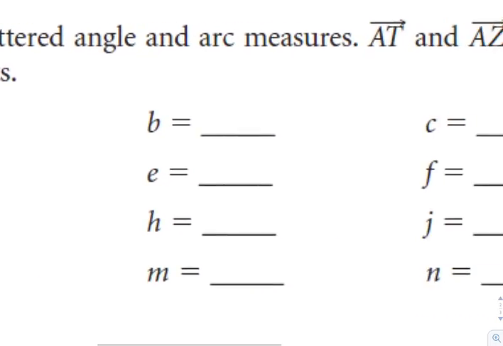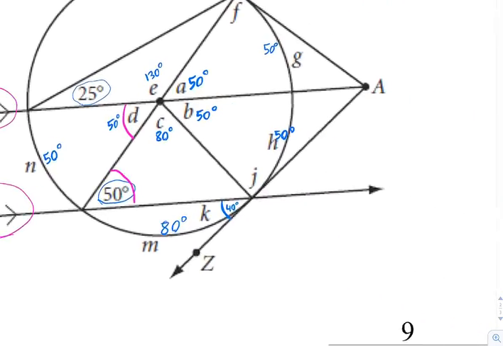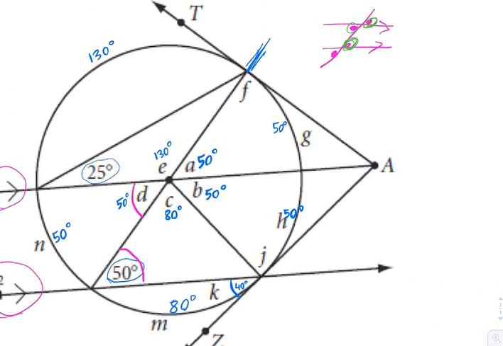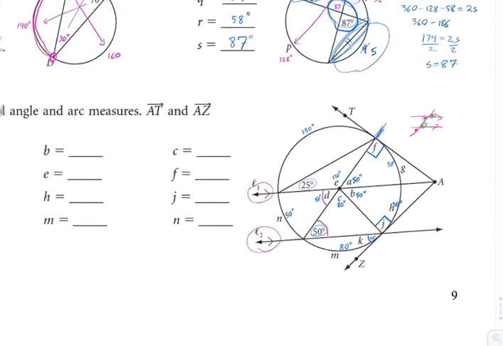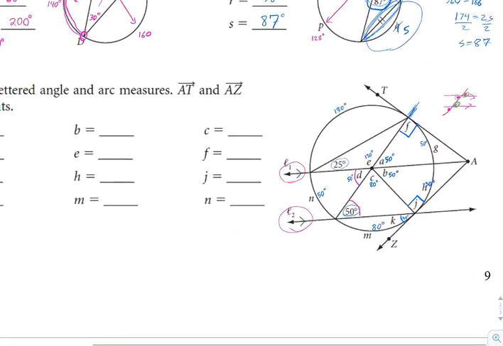Yeah. It says AT and AZ are tangents. And so we know that this right here is a tangent to a radius. And this right here is a tangent to a radius. And so right away we know that this angle here must be 90. And this angle here must be 90. And I think that's all. I'm going to go ahead and start filling these in just to see if we missed any.